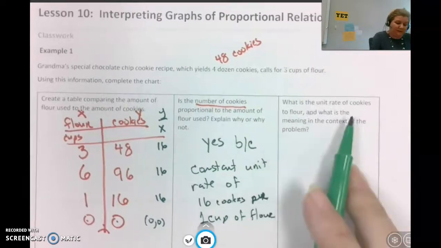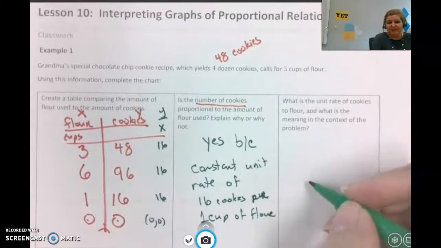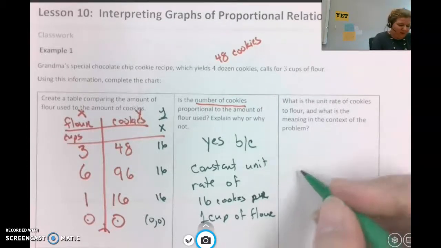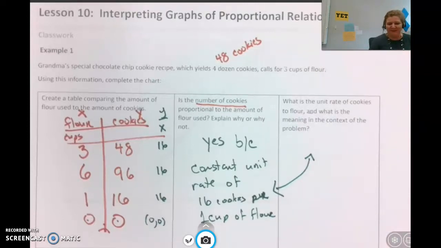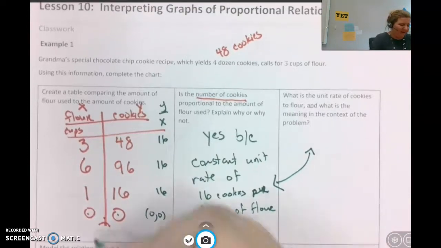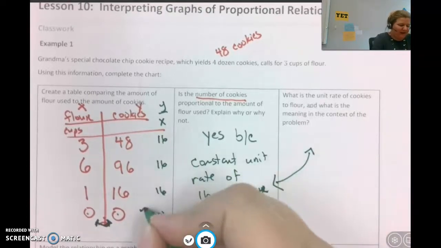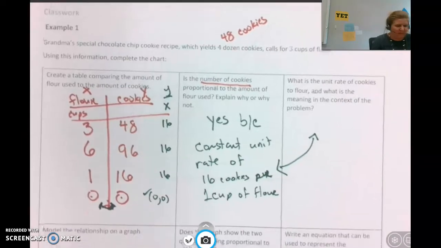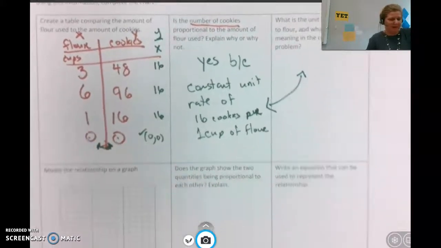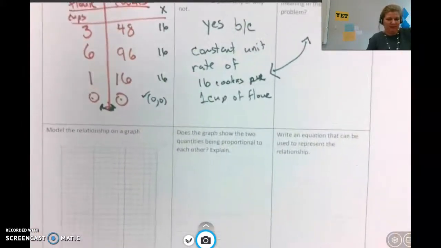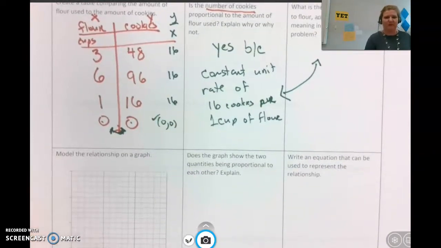What is the unit rate of cookies to flour? And what is the meaning of this in context of the problem? I think I just explained that. So I'm going to just leave that and draw a little arrow. And actually, it's good when we have the origin as part of a proportional relationship. Getting carried away with my smiley and sad faces. Okay, so now we're going to model this on a graph. I'll talk about that a little, and then I'm going to pause it and actually make my graph.